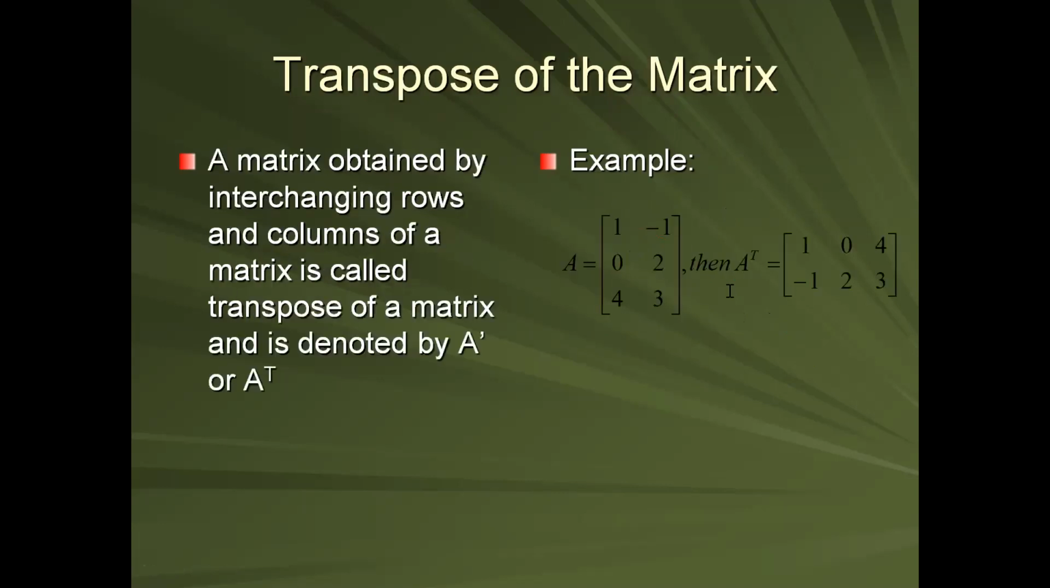Transpose of the matrix. When you interchange the rows and columns, you will get the transpose of the matrix. For example, here the first column is 1, 0, 4. In A transpose, the first row becomes 1, 0, 4. Here the second column is -1, 2, 3. Here the second row is -1, 2, 3. So this is the transpose. Let me give you another example for this.